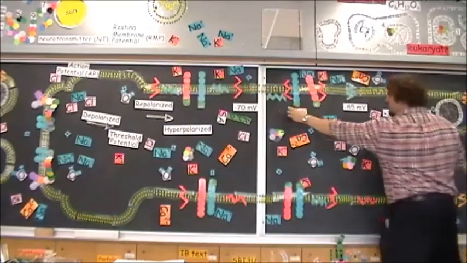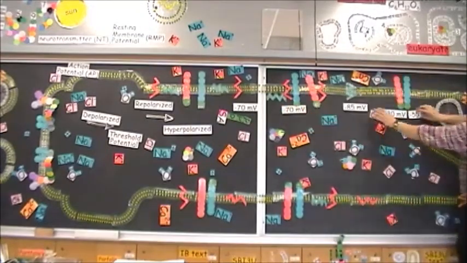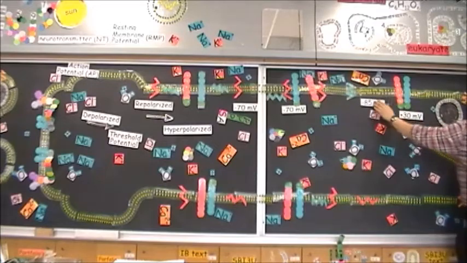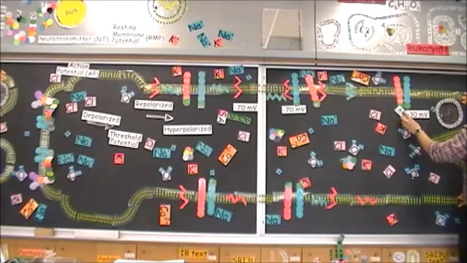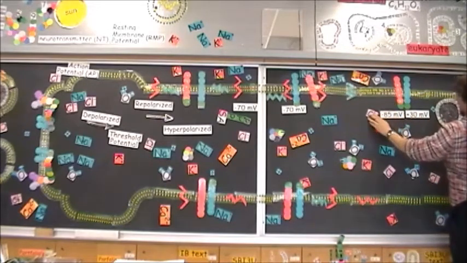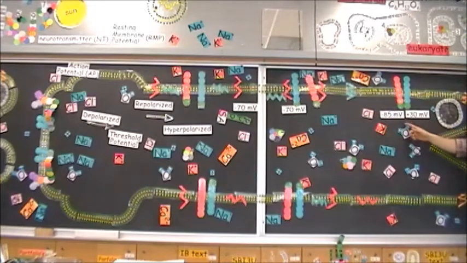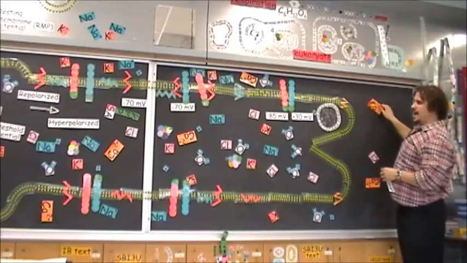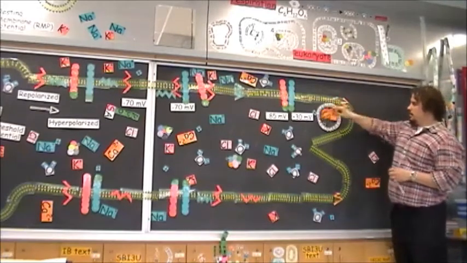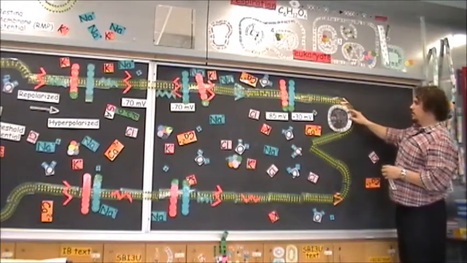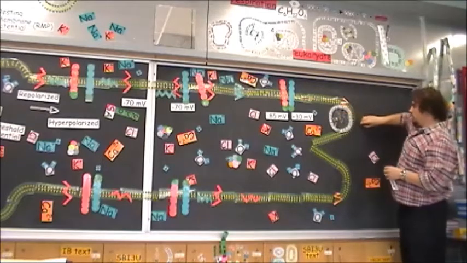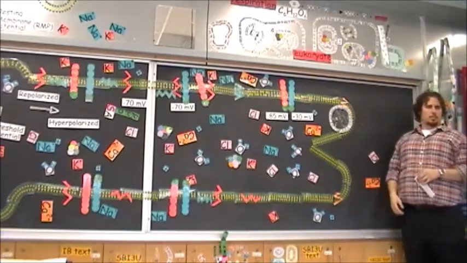On this side, these guys are all 70, 70 all the way down. This hits threshold again, opens up, and it's the voltage that also activates this channel, yeah. So that's what, again, activates the calcium channel. Calcium comes in, and the membrane vesicle releases its neurotransmitters.